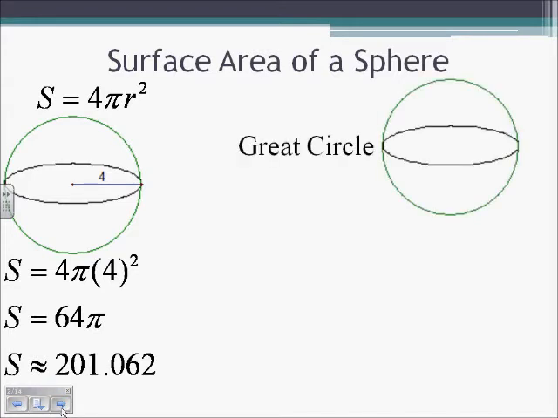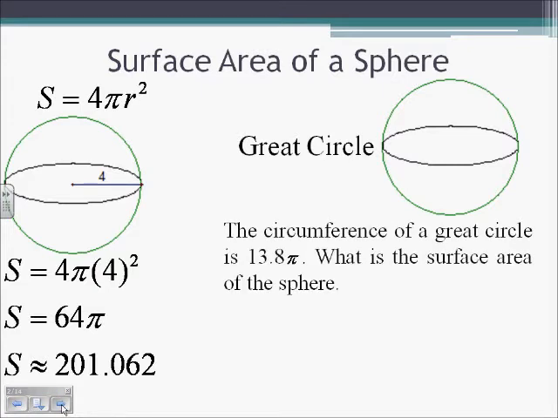A great circle of any sphere is just a circle going around that sphere. It's any cross section. Similar to our equator would be a great circle of the Earth, which is a sphere. The prime meridian, any one of those latitudinal longitudinal lines would be a great circle.